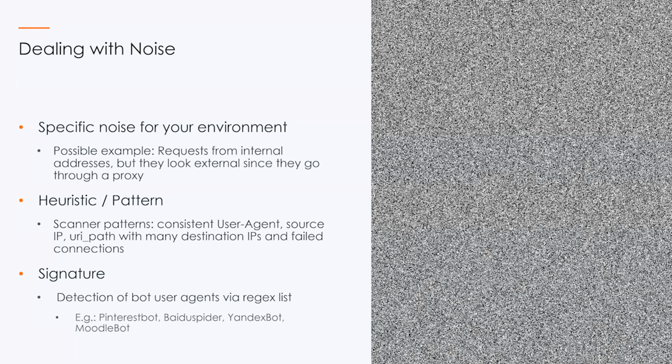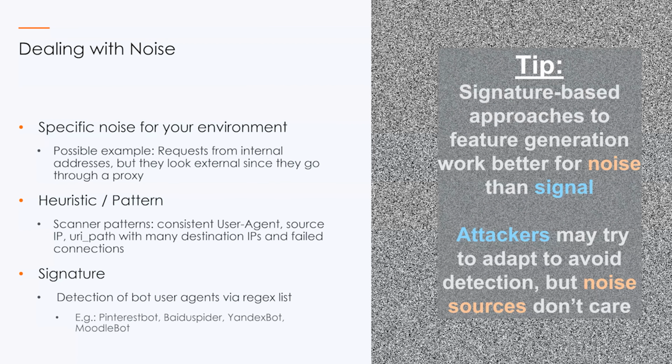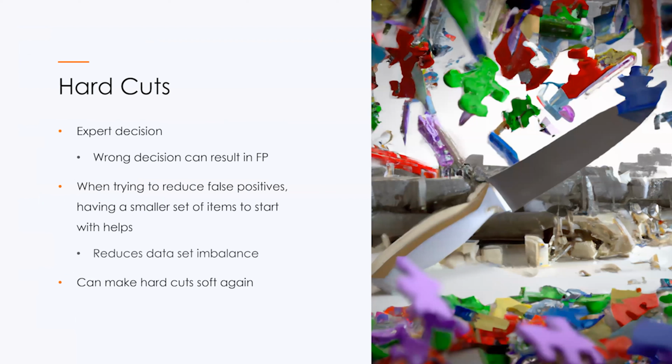One of the general principles that is helpful is that when you're using signature-based approaches to develop features, an attacker is going to try to adapt. But for noise, it doesn't matter. So in general, if there are signature-based approaches, I try to use them for the noise.